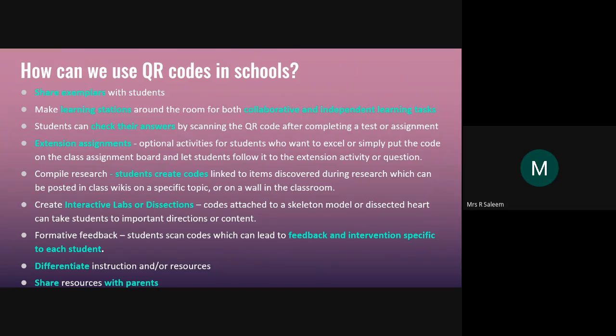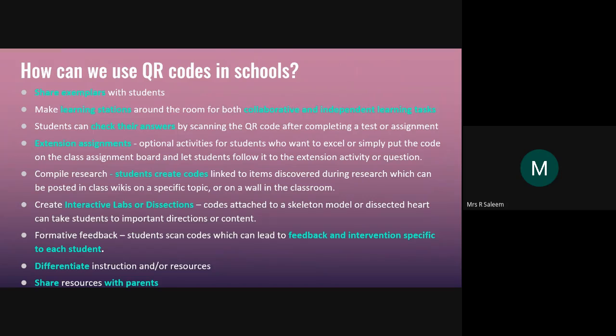In science, we've used QR codes for dissections or interactive labs or experiments so that extra questions can be asked for the different experiments, and the teacher can focus on different groups of students rather than asking all the students the questions in one go. So it allows the students to be more independent so they can get on with their work and go through the lesson at their own pace.